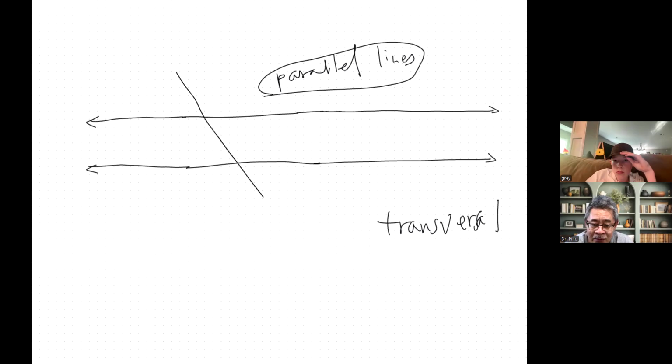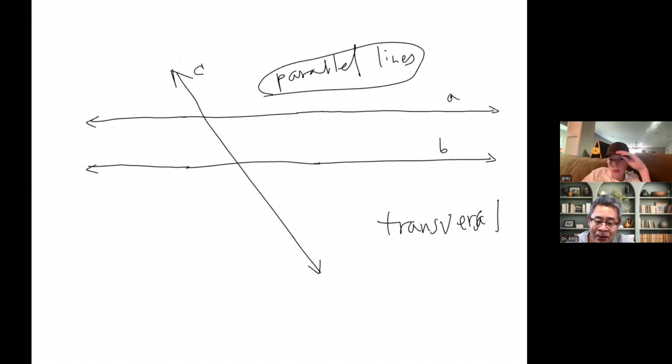Not necessarily those two lines. Let's say this is A, this is B, and this line is C. Lines A and B are not necessarily parallel, so it could be any two lines. But if you have a third line which crosses those two lines, this line is called a transversal. So we give it a special name, transversal.